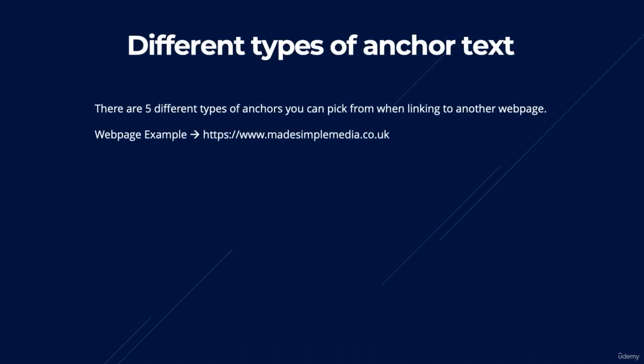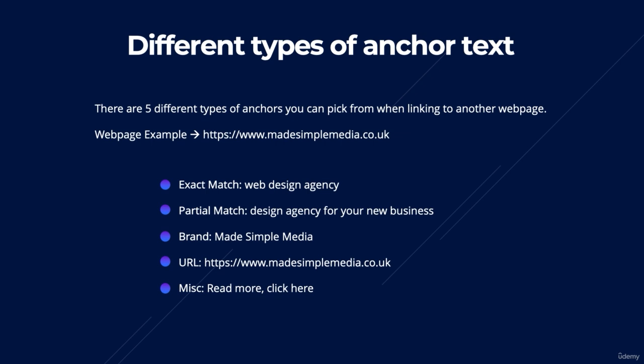As you can imagine, there are different types of anchor text you can use when linking to a web page. In fact, there's 5 in total. If we take Made Simple Media's homepage as an example, we can link to their page using 5 different anchors in total. And just to remind you, Made Simple Media is a web design agency. So the first anchor type we could use would be exact match. Exact match is where we reference a keyword we are targeting, so web design agency.